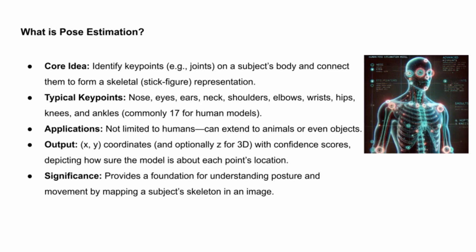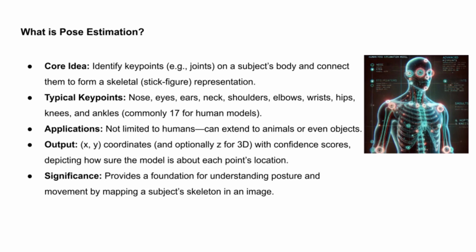At its core, pose estimation involves identifying key points on a subject's body, like the joints, and connecting them to form a skeletal representation of the pose. For example, a typical human pose model might include points for the nose, eyes, ears, neck, shoulders, elbows, wrists, hips, knees, and ankles. By plotting these key points and drawing lines between them, forming limbs, a computer can represent a person's pose as a stick figure skeleton.